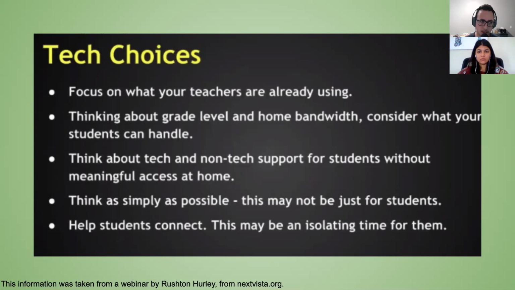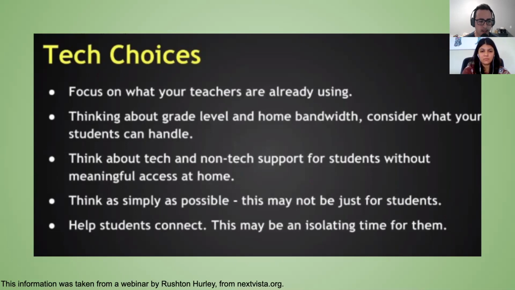So when we're thinking about some tech choices, focus on what we're already using. Like I said, not trying to reinvent the wheel. Think about your grade level. Think about home bandwidth. Consider what your students can handle right now, because yes, they're home, but we're all going through a lot right now, whether it be emotionally or otherwise. So keep those things in mind. Think about tech and non-tech supports for our students, making sure that those activities are meaningful for them at home.